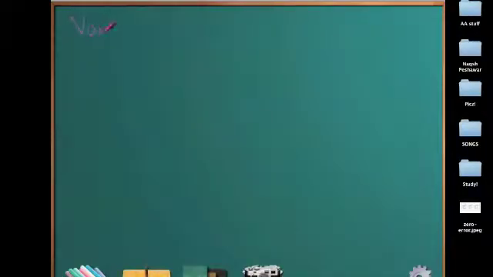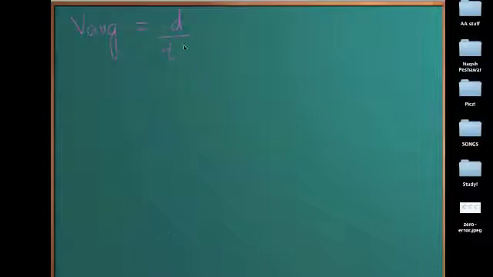Now I can use this formula. Velocity average is equal to distance over time, which gives me distance equals velocity average times time. So the time was 5 seconds and the velocity average was 15 meters per second. If you use your calculator, the distance would be 75 meters.